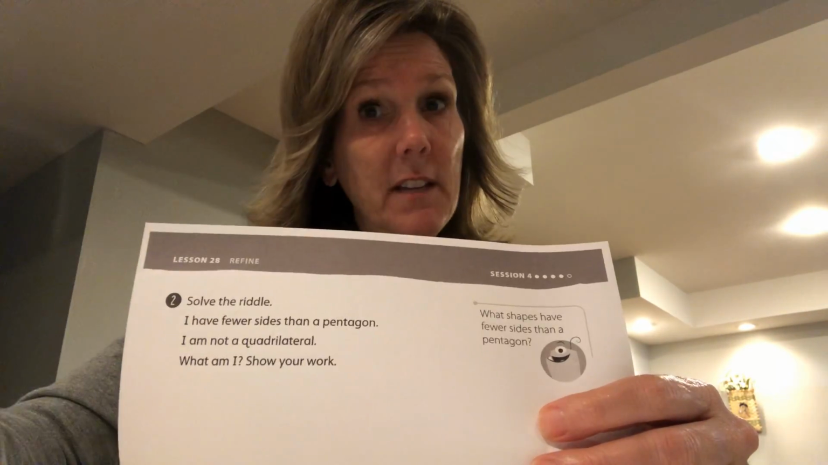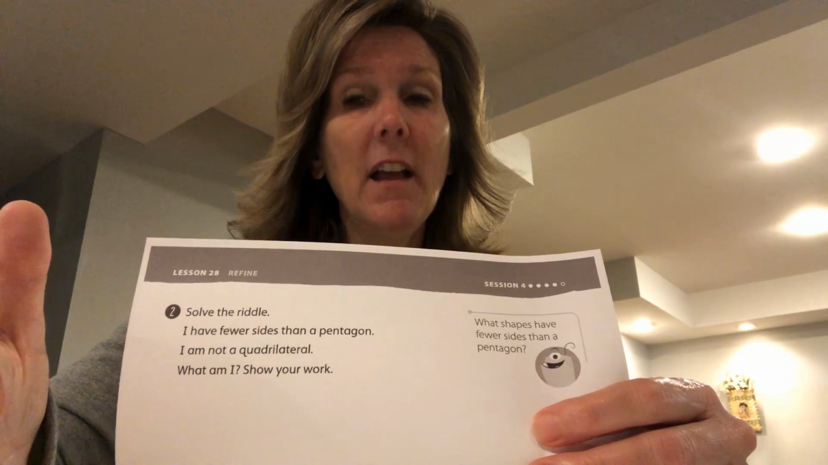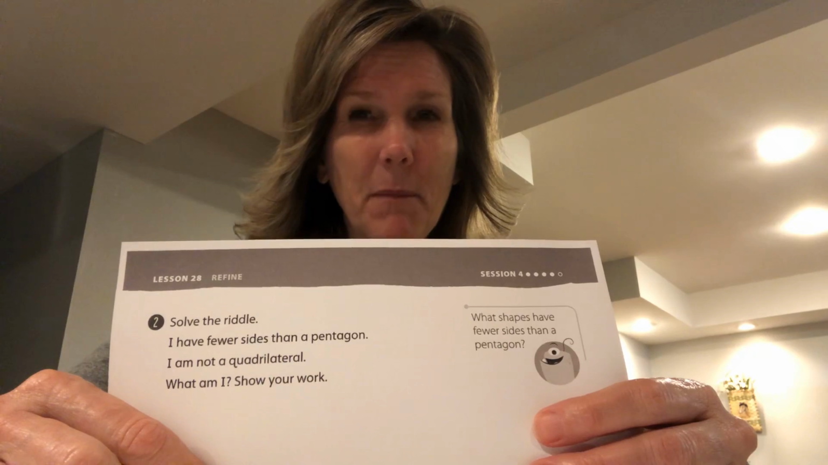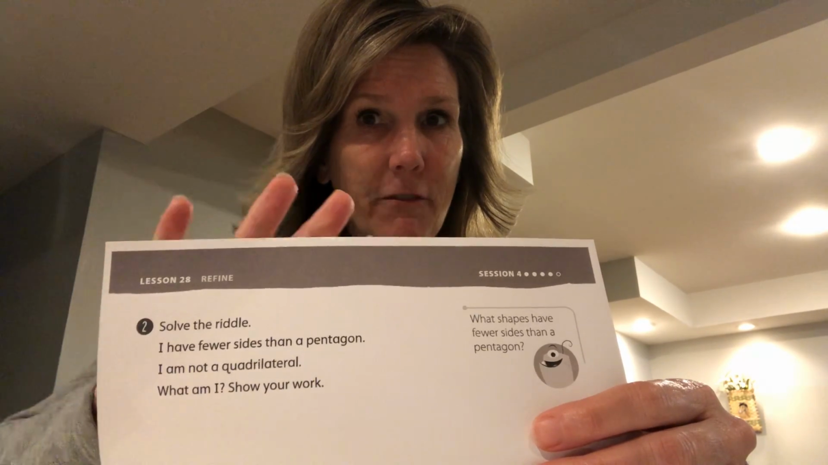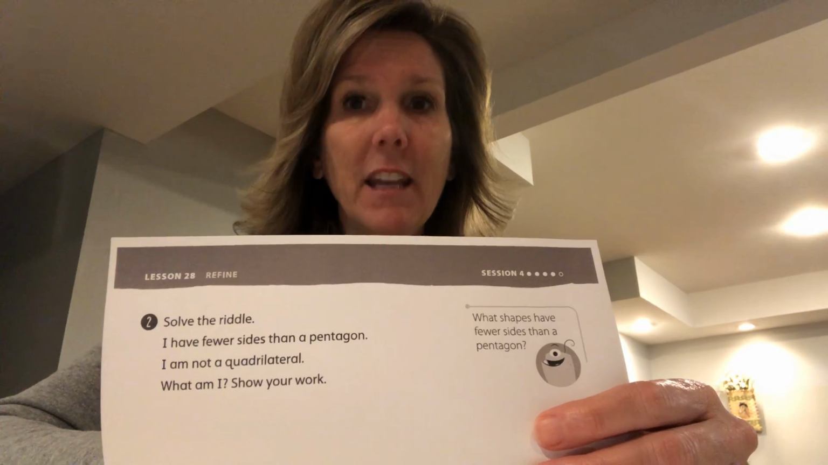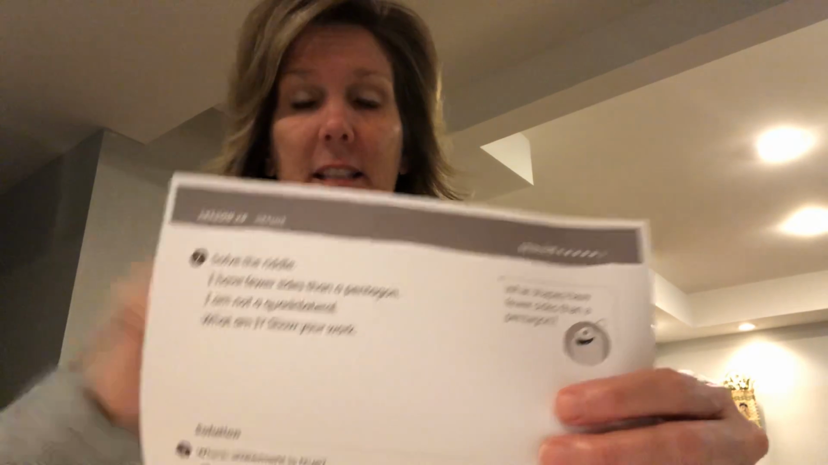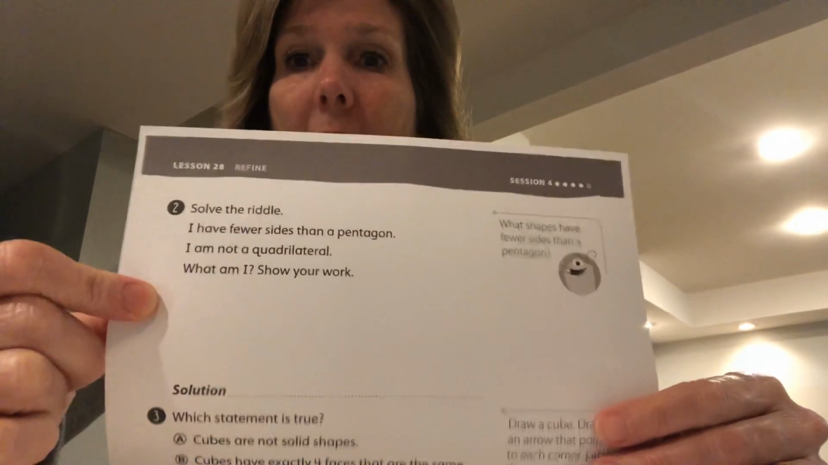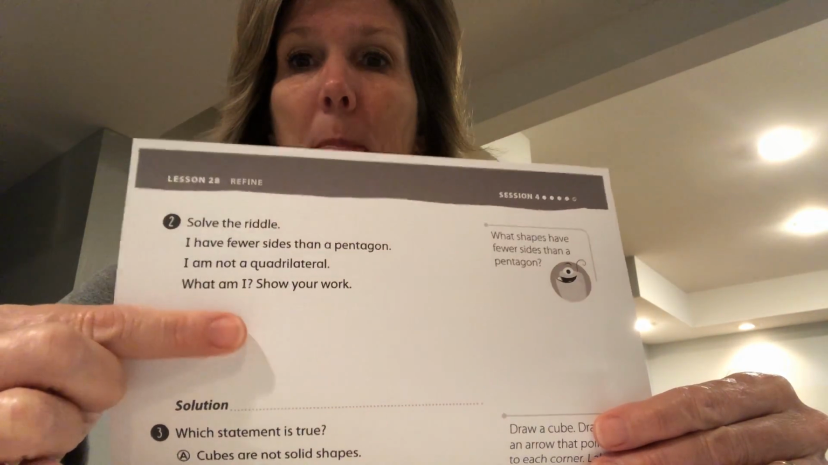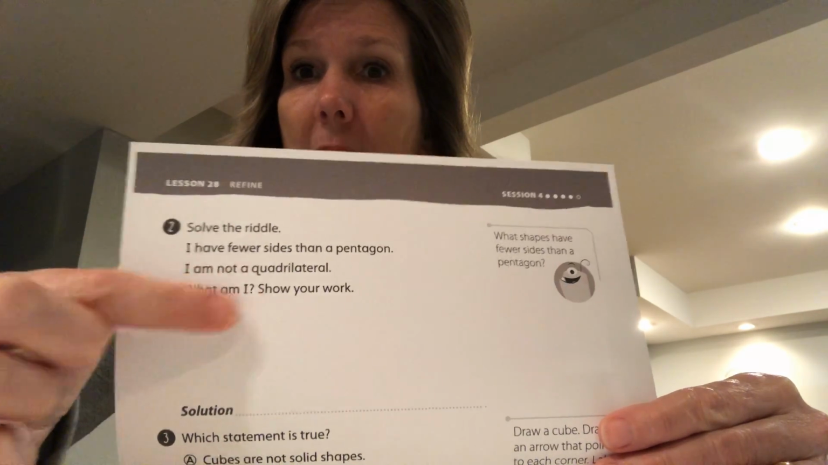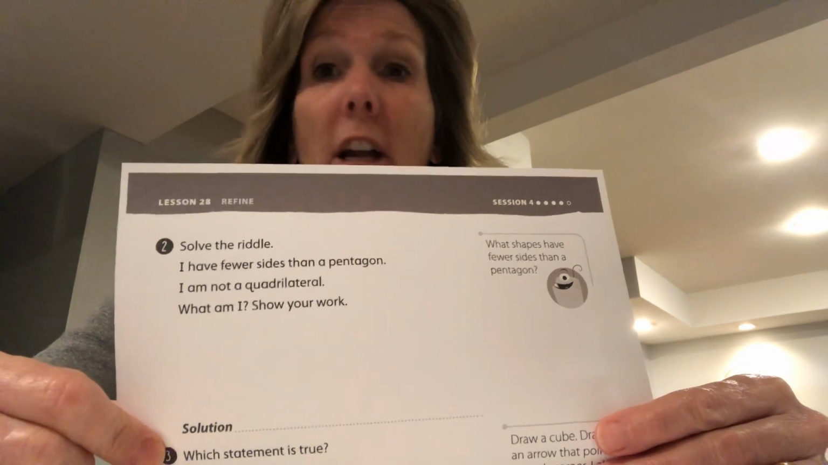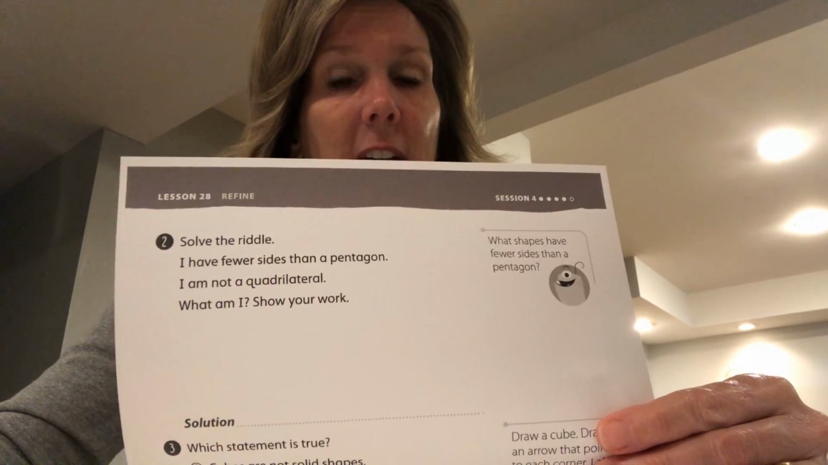Number 2, I am not a quadrilateral. Okay, so our shape has to have less sides than a pentagon, but it's not a quadrilateral. Remember what quad means? Quad means 4. Quadrilateral is any shape that has 4 sides. And the last sentence says, what am I? So you're supposed to draw a picture of the shape that matches this riddle and then put the name of the shape right there.